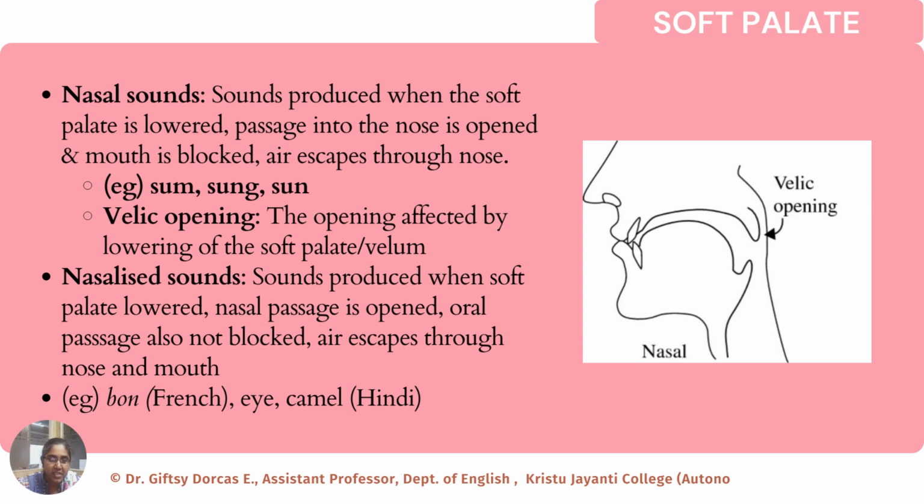Next, we also have nasal sounds. The nasal sounds are produced when the soft palate is lowered and the passage into the nose is opened, and so the mouth is blocked and air escapes through the nose. So we see the last sounds in the words some, sung, sun. In all this, we see how the air is blocked in the mouth, and we see that air escapes through the nose. So this is also called velic opening because of the lowering of the soft palate or the velum.